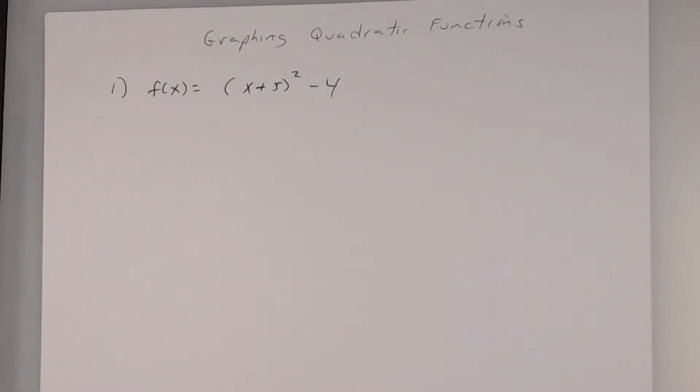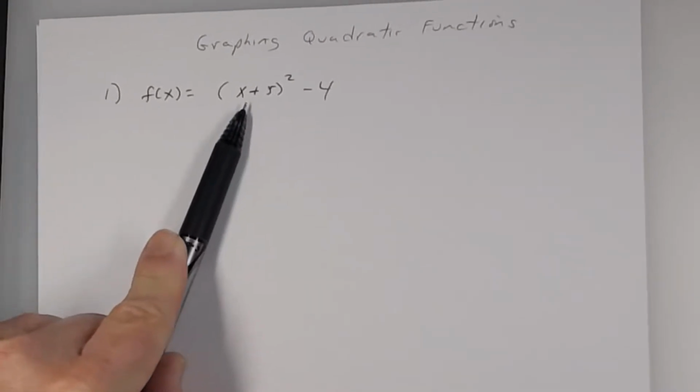And the function is f of x equal (x plus 5) squared minus 4. Now, in the title, I said that we're graphing quadratic functions, but how do you know that this is a quadratic function? Not because it's a binomial. The square sign, if you were to FOIL this out, you would get x squared.